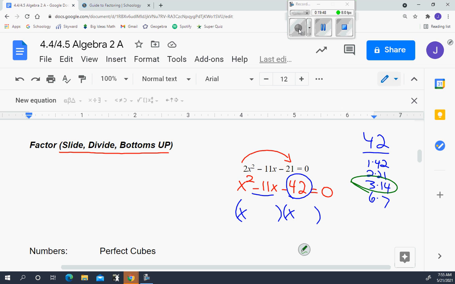3 and 14, right? And how do I get to a negative 11? I need a negative 14 and a positive 3. And I know that positive 3 times negative 14 is negative 42, so we're good. This is going to equal 0.